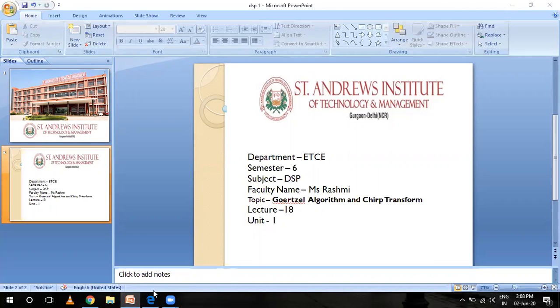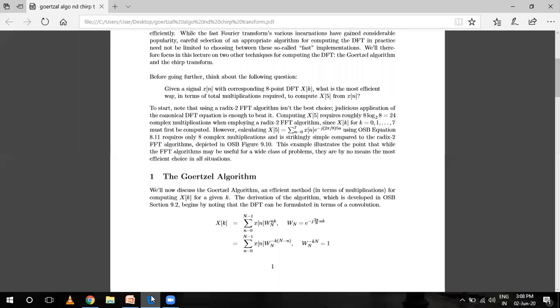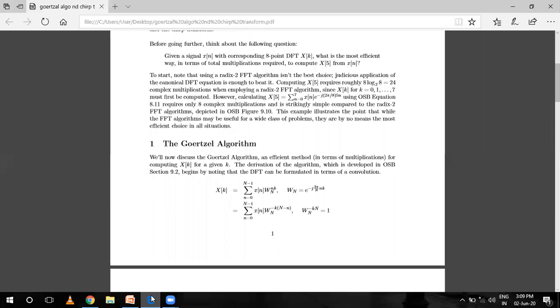Now students, what do you mean by Goertzel algorithm and chirp transform? Basically, when we are doing the fast Fourier transform, that is FFT, various points have gained considerable property, that is careful selection of the appropriate algorithm for computing the DFT in practice need not be limited to choosing between these so-called fast implementations. We will therefore focus in this lecture on two other techniques for computing the DFT, that is Goertzel algorithm and chirp transform. So what do you mean by Goertzel algorithm?